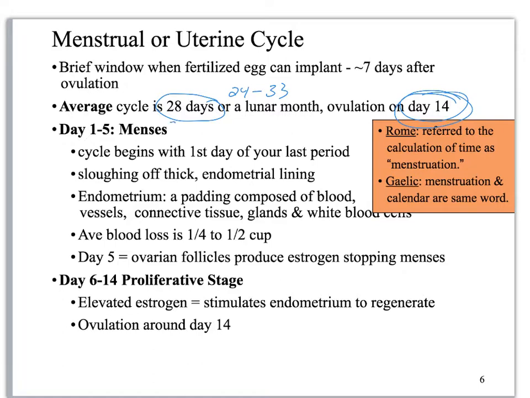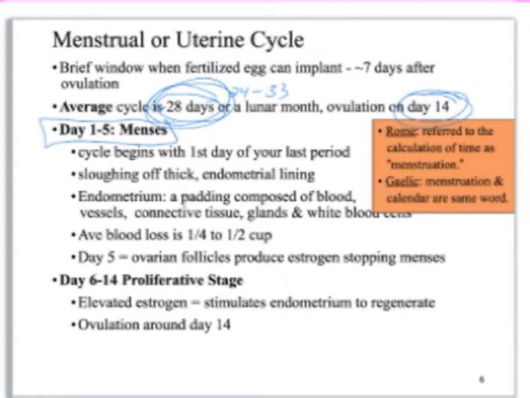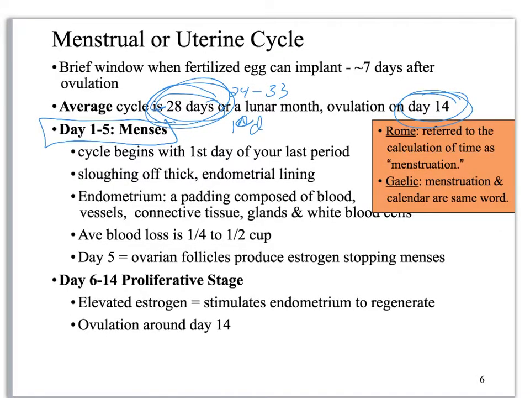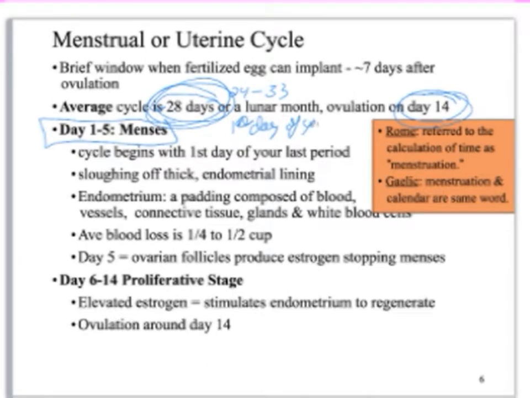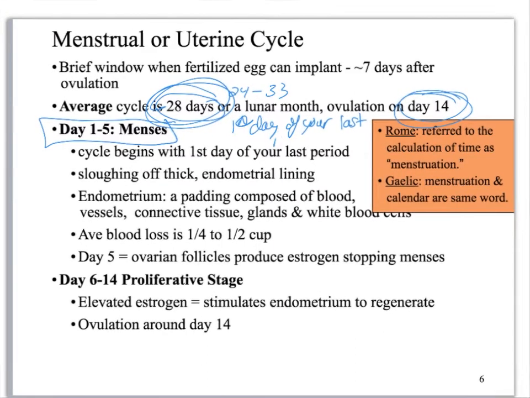Day 1 through 5: if you have an average cycle that's 28 days long, then the menses is going to be from day 1 to 5. So when you go to the doctor, if you're a female, they ask you when was the first day of your last period, and then you whip out your phone or your calendar and look it up because you can't remember. So we count the cycle based on when you began menses.